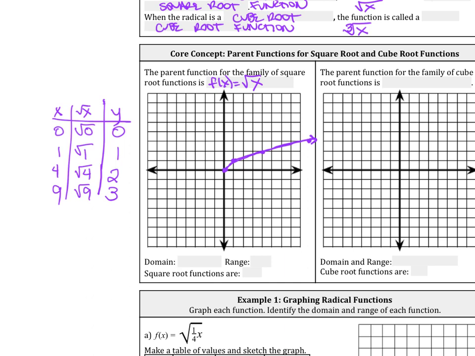All right, let's look at the domain. Domain is the x values, so let's take a look at the lowest x value. Our lowest x value is 0, and then it goes to infinity, because it goes forever to the right. So it's 0 to infinity. The range: the lowest y value is still 0, and then it goes forever up, which means the range is 0 to infinity. Square root functions have even indexes. Anything with an even index is going to look similar to this.